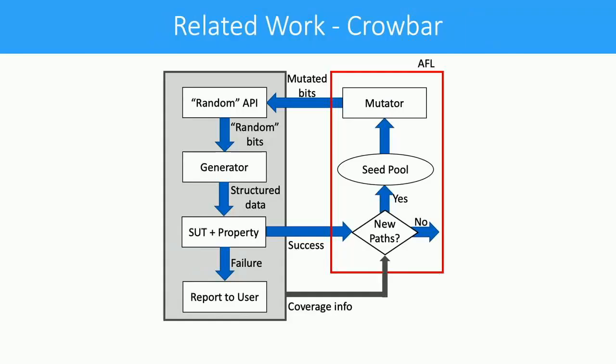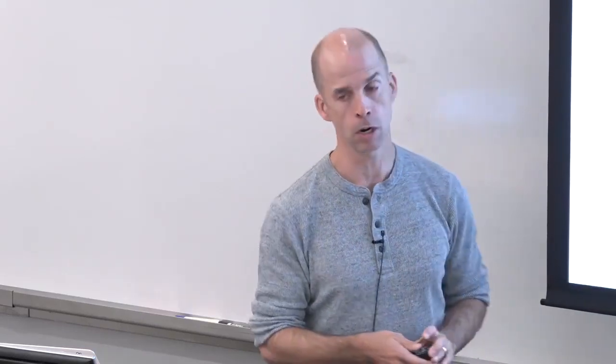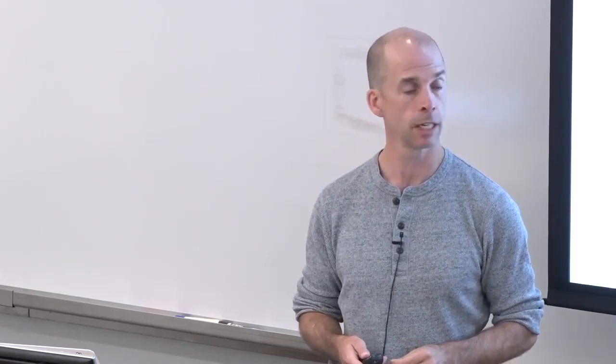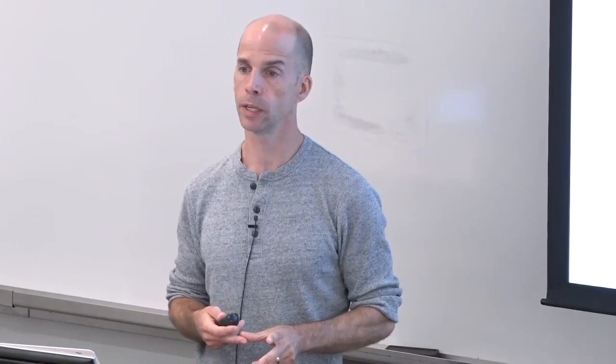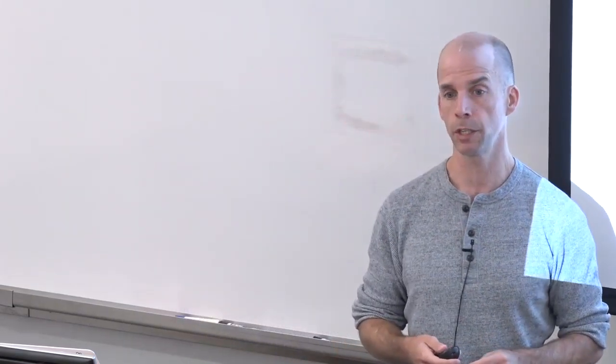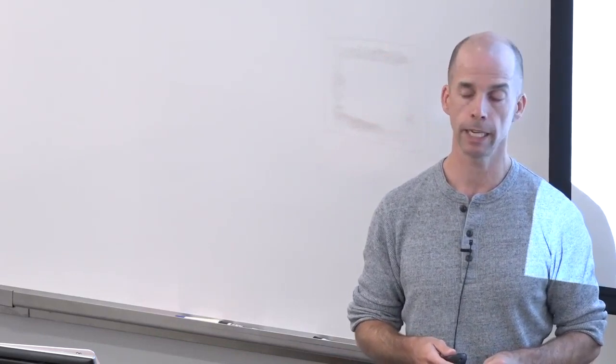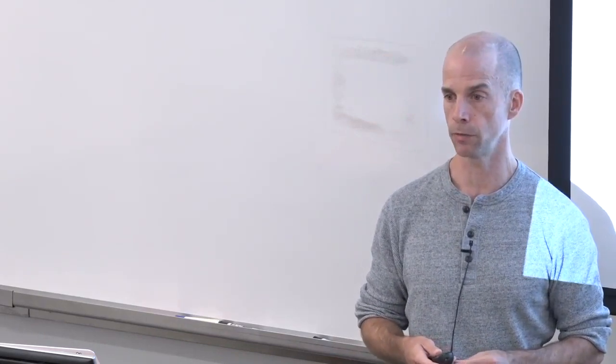Okay, so I want to point out that there's another way that you could combine coverage-guided fuzzing and property testing, and that's exemplified by some work that's called Crowbar. Actually, there's another paper that just came out in ISTA, which I'll talk about in a second, called Zest, that does something similar. And the idea here is that instead of doing semantic mutation, what you do is you focus your mutation on the source of randomness into your random generator in the first place.